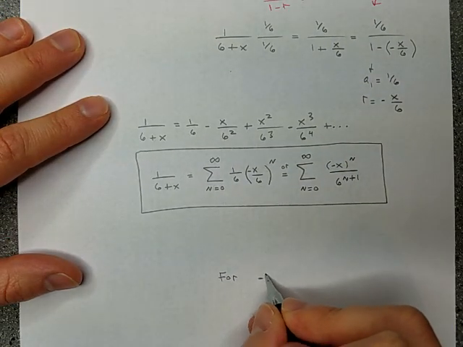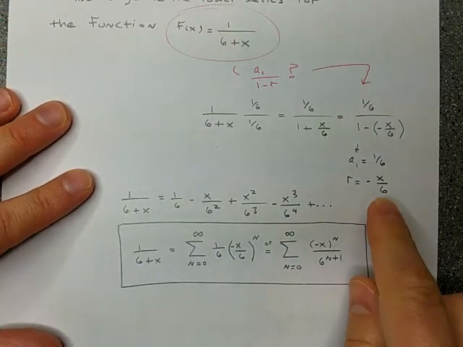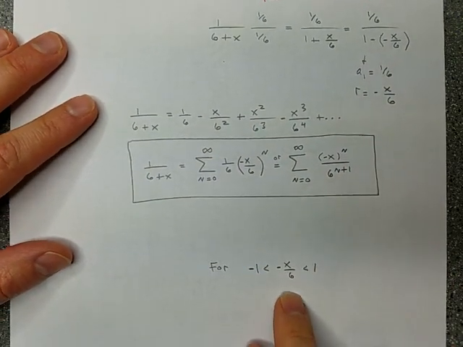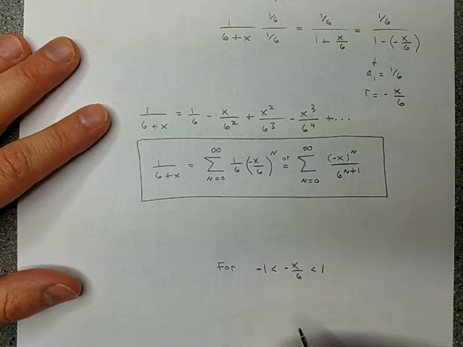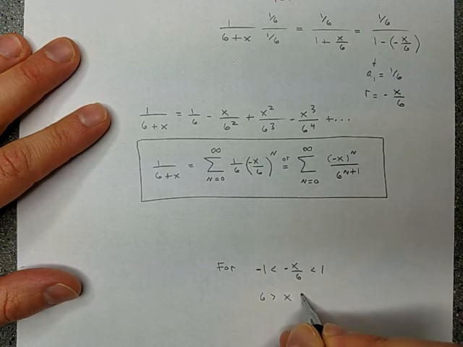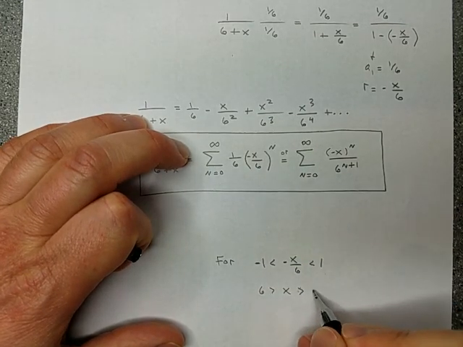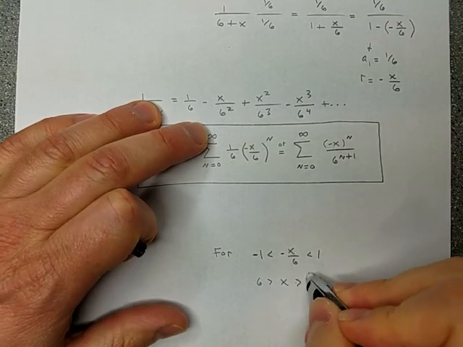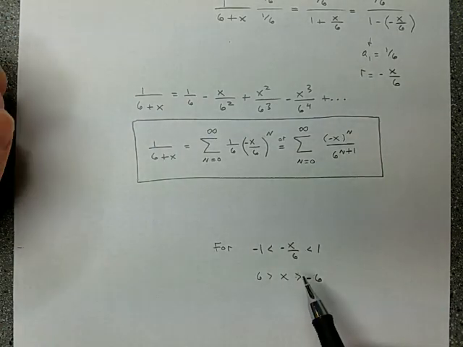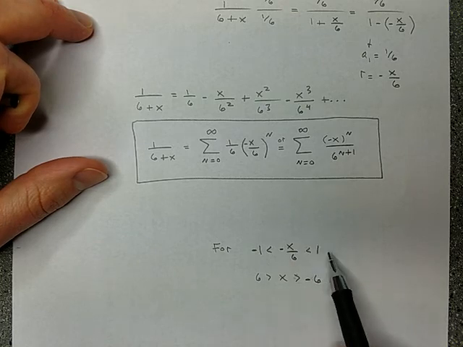I need this to be true. This series, with common ratio negative x over 6, will converge if that common ratio is between negative 1 and 1. I'll multiply this whole thing by negative 6. When we multiply an inequality by a negative number, we reverse the direction of the inequality sign. So if I multiply this statement by negative 6, I get 6 greater than x greater than negative 6.